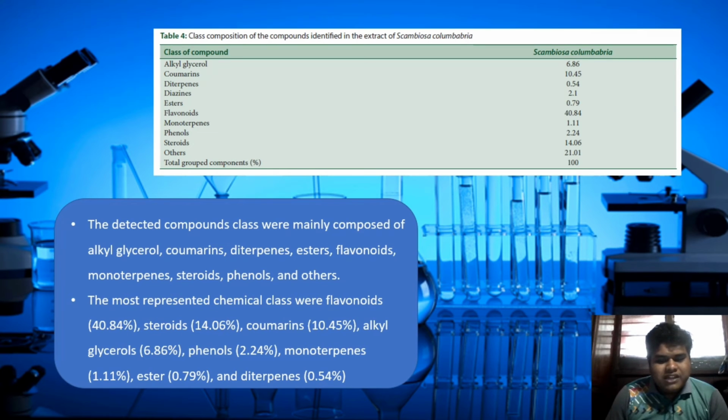The most represented chemical classes were flavonoids 40.84%, steroids 14.06%, coumarin 10.45%, alkyl glycerol 6.86%, phenols 2.24%, monoterpenes 1.11%, esters 0.79%, and diterpenes 0.54%.